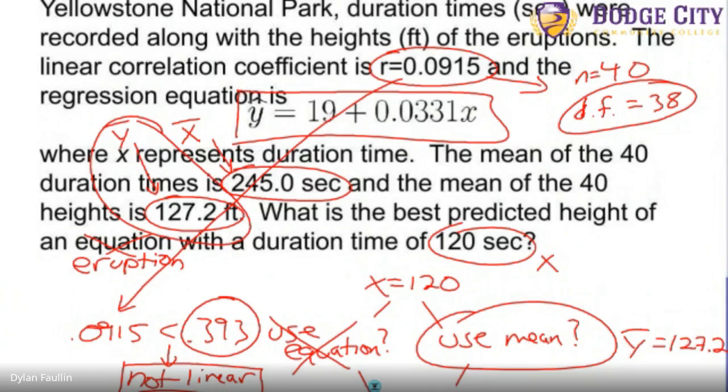Another way to think of it: where you have to be careful is if it's between about 0.3 and 0.7 or 0.8, then you have to really check. But if it's higher than 0.8 or 0.9, it's definitely linear. If it's less than 0.3 or so, it's not going to be linear. That's a pretty good rule of thumb.